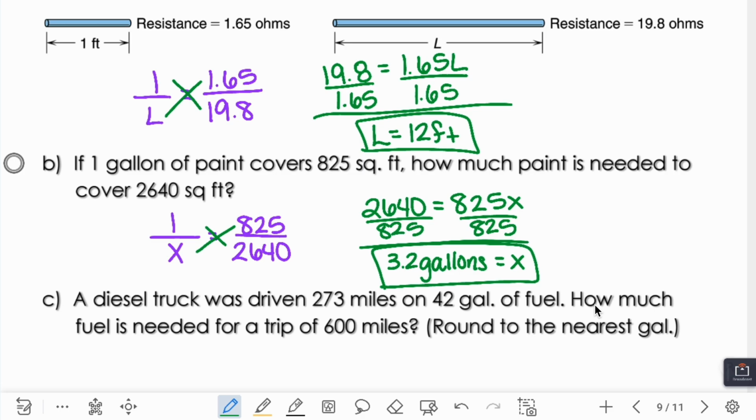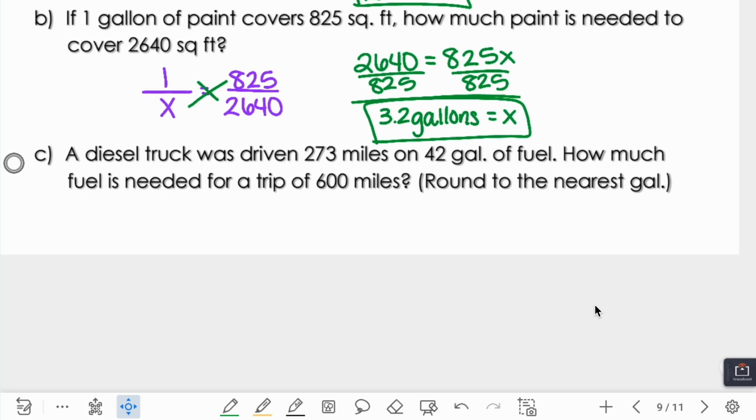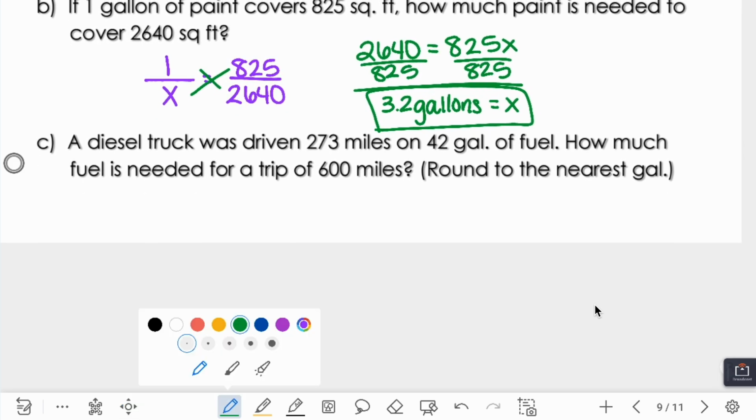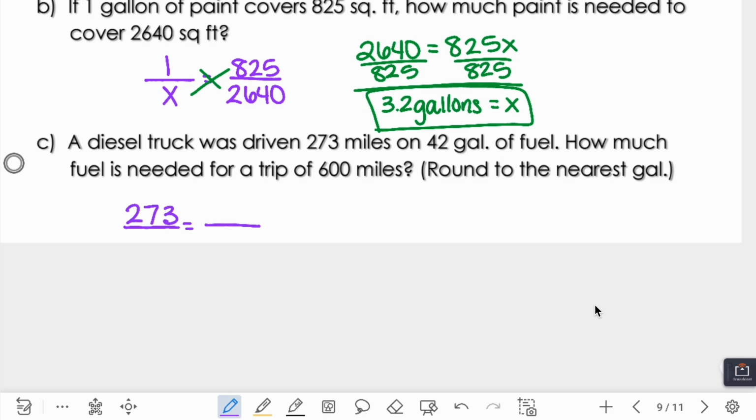Okay. Another one is going to talk about a vehicle that's driving a certain amount of miles on a certain amount of fuel. So once again, we can set up our proportion as a fraction equals another fraction. That's how you do a proportion. Ratios are equal. Now, a diesel truck was driven 273 miles on 42 gallons of fuel. So I'm going to drive 273 miles, and that's on 42 gallons of fuel. How much fuel, so there's my x, how much fuel is needed for a trip that is 600 miles?